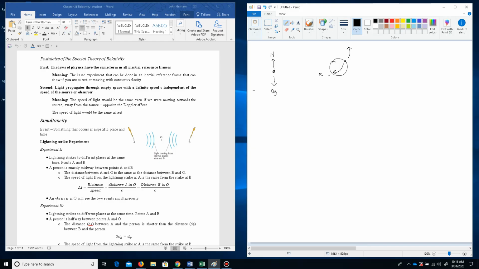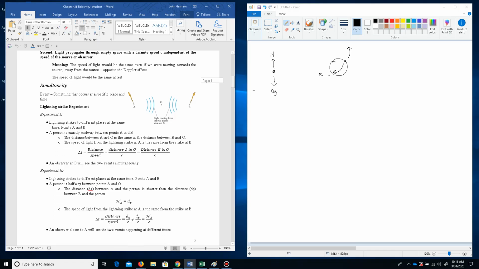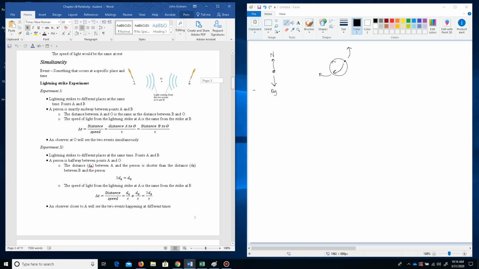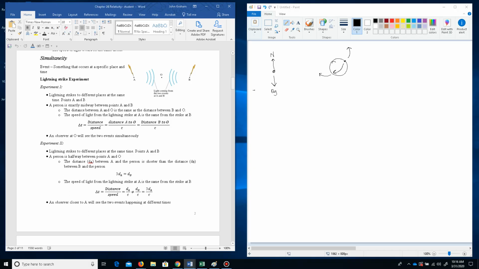So this led to some experiments that were more of, I guess you can say, thought experiments to a point. One idea that came up from this is this idea of simultaneity. And this is that an event, something that occurs at a specific place and time, doesn't always happen to everybody at that same time.